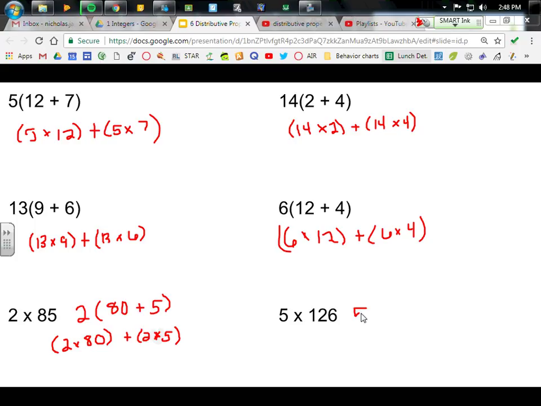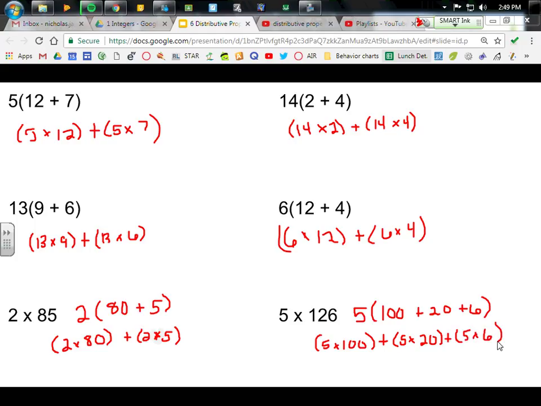So we're going to rewrite that as 2 factors. So 5 times 126 can be rewritten as 100 plus 20 plus 6. All right, so now we distribute the 5 to every term in parentheses. So this is the same as 5 times 100 plus 5 times 20 plus 5 times 6.